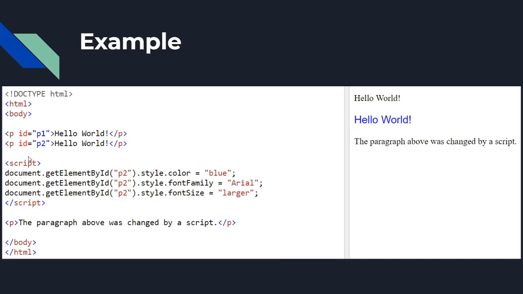Okay, so you see this between the scripts you have these commands. Basically it is telling it to find this particular piece of code, P2, and to change it. So it wants to change the color, the font, and the size. So here is the before, and here is the after effect. Okay, you see the difference? Looks different, right? Okay, so there you go.